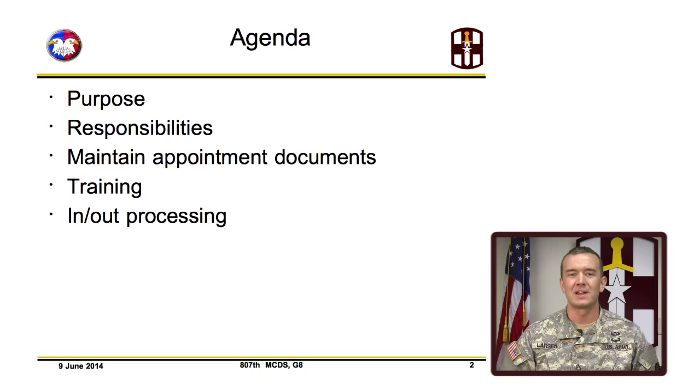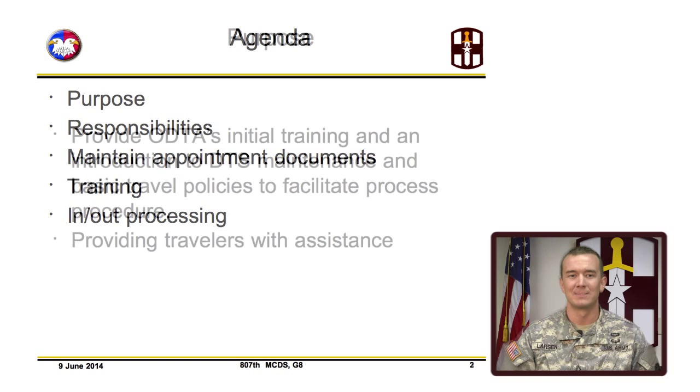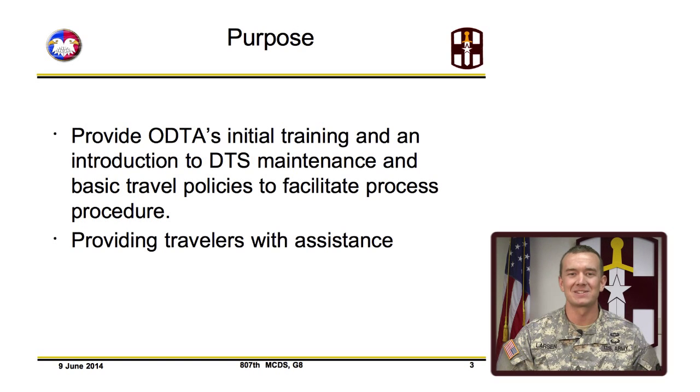The agenda for this class includes the training purpose, the ODTA responsibilities, maintaining appointment documents, training conducted by the ODTA, and the in and out processing procedures. This training is to provide ODTAs initial training and an introduction to DTS maintenance and basic travel policies to facilitate process procedures, providing travelers with the best assistance.